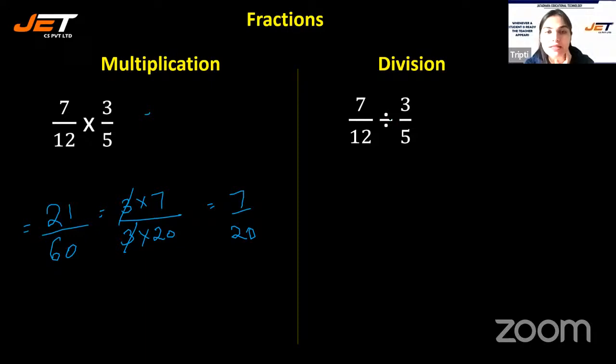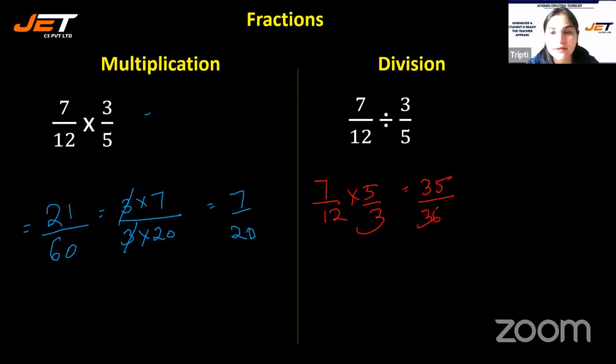7 by 20. And if I talk about the division of fractions, 7 by 12 as it is, multiplication sign, 3 by 5 will be 5 by 3. 7 times 5 is 35. 12 times 3 is 36. 35 by 36. So 35 by 36 is the answer here. And these two fractions cannot be simplified any further.